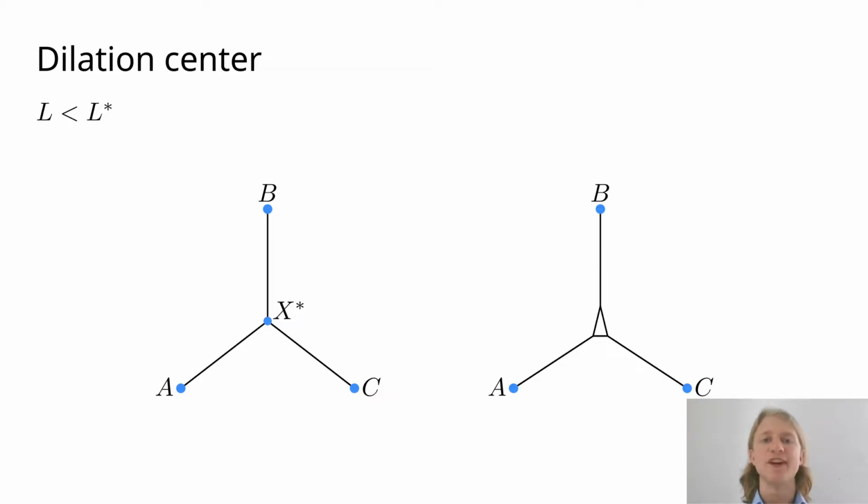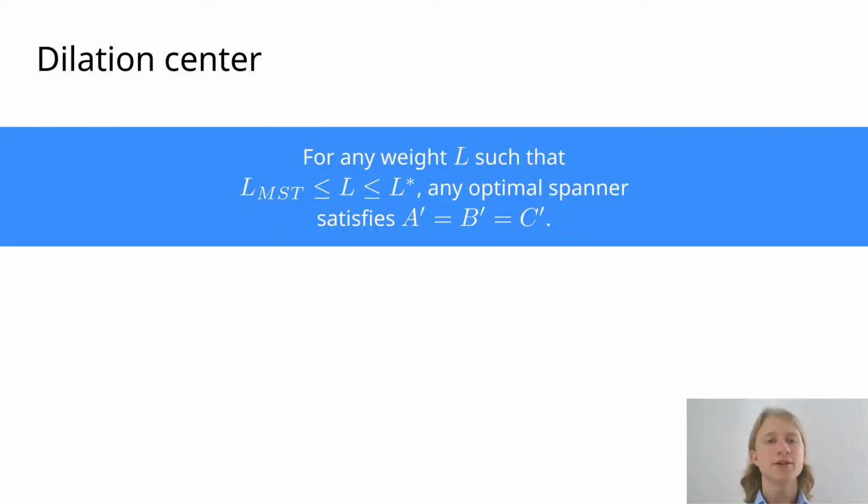This follows from the fact that in the dilation star, all segments are used in exactly two paths, whereas any spanner containing a non-degenerate inner triangle contains segments which are used in only a single path. Therefore, G cannot exist. Thus, we conclude that for any weight L, such that L is at least the weight of the minimum Steiner tree and at most the weight of the dilation star, any optimal spanner satisfies that A', B', and C' coincide.